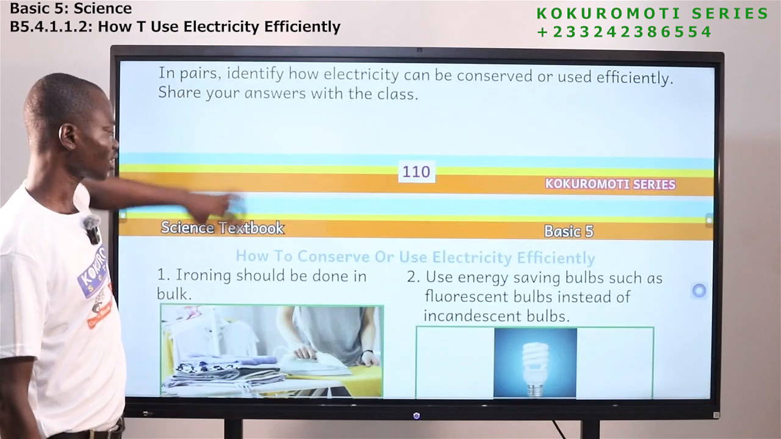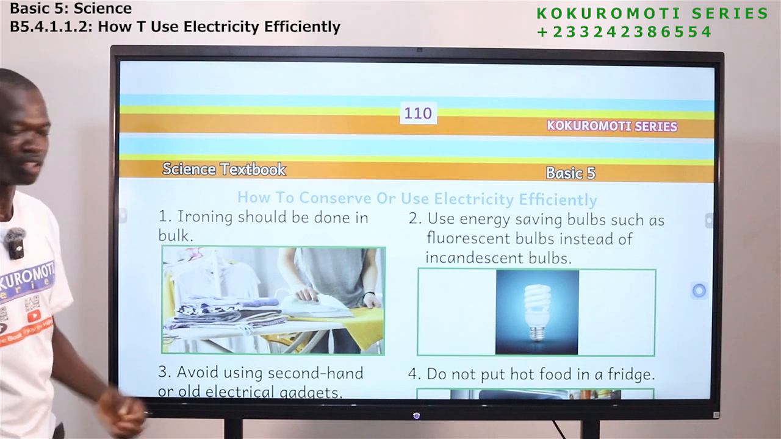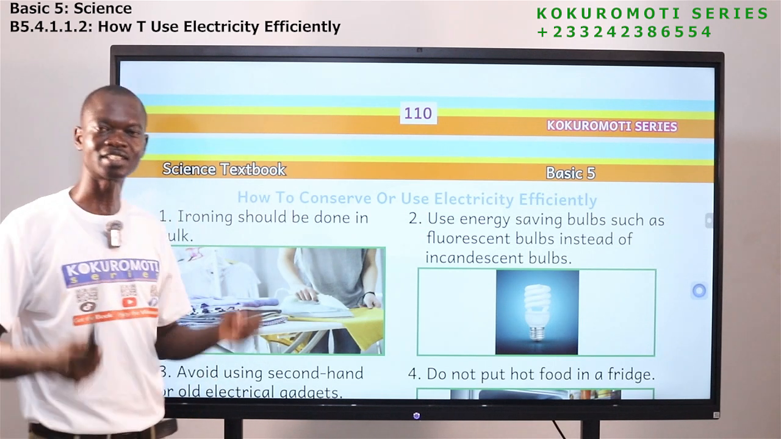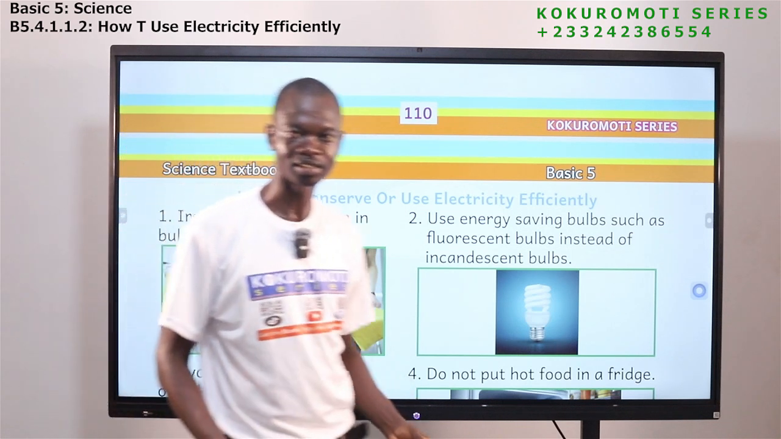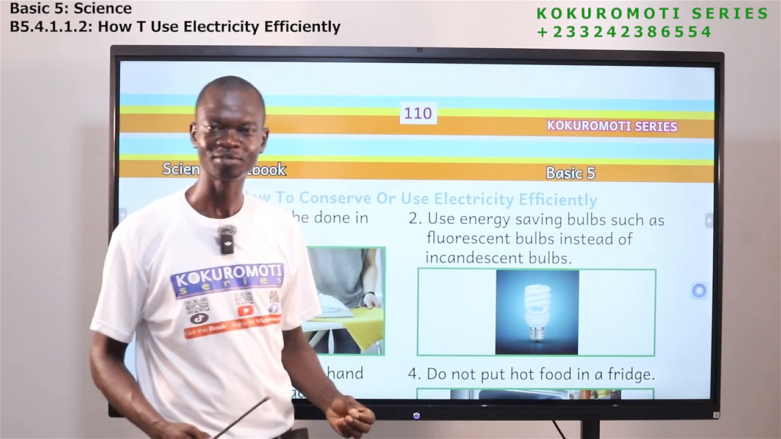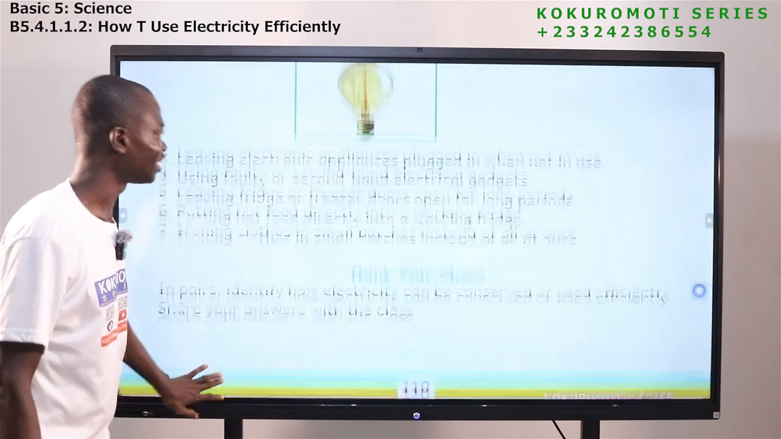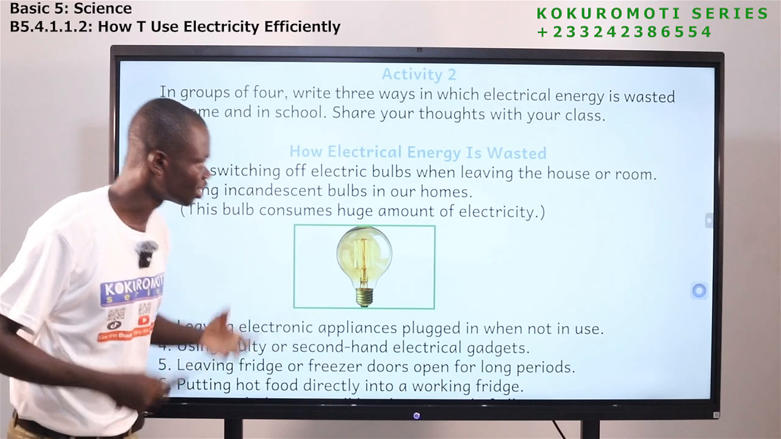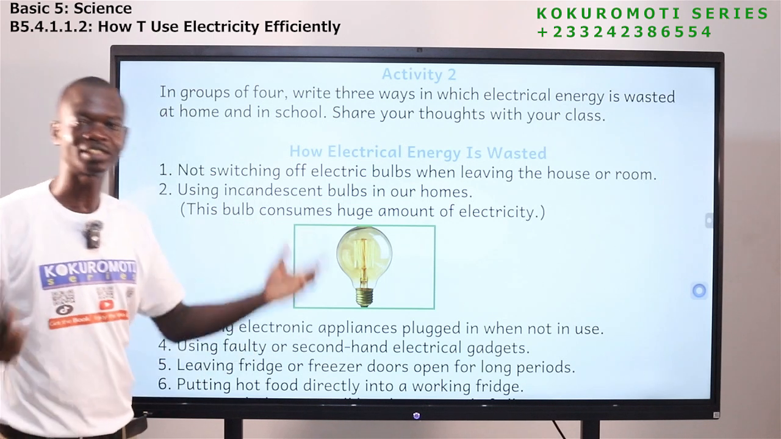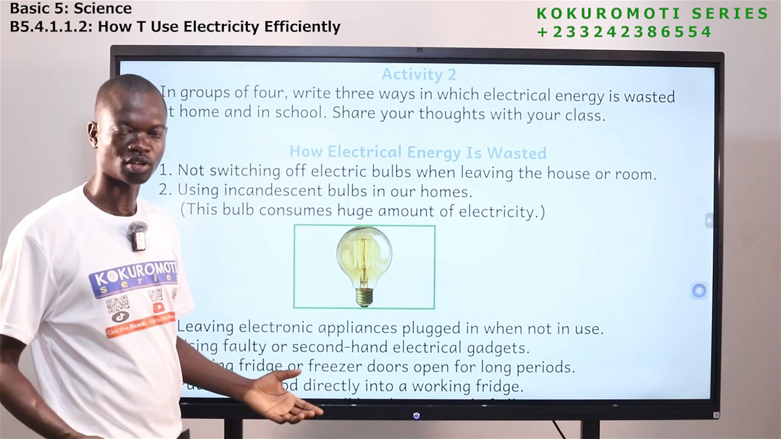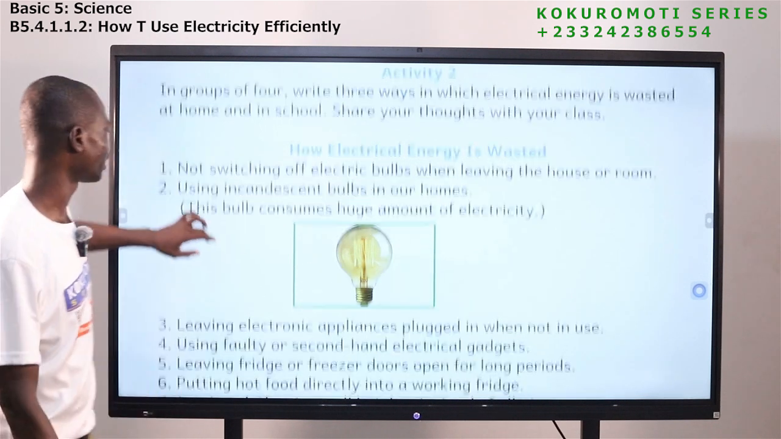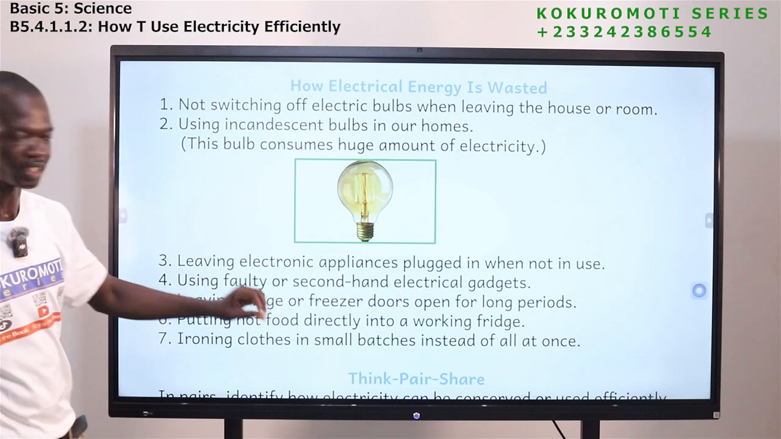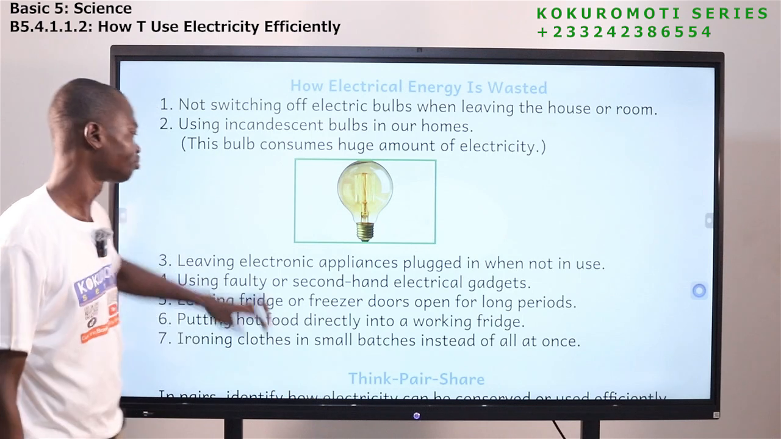Okay. Now, what can we do to save energy? We have seen how energy is wasted. Electrical energy is wasted by the things that we do. Shall we look at them once again? So, the things that we do that waste electrical energy: when we leave our electrical bulbs on when we are not in the house or when you are not around. The next one is using incandescent bulbs. This bulb consumes a lot of energy, so if you use this, you are wasting energy.